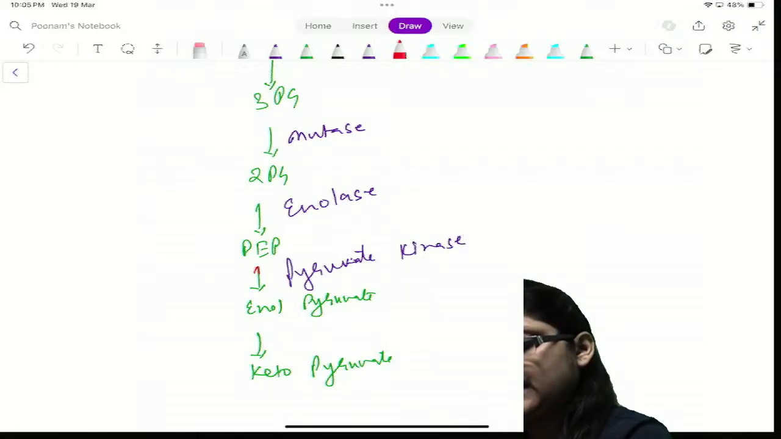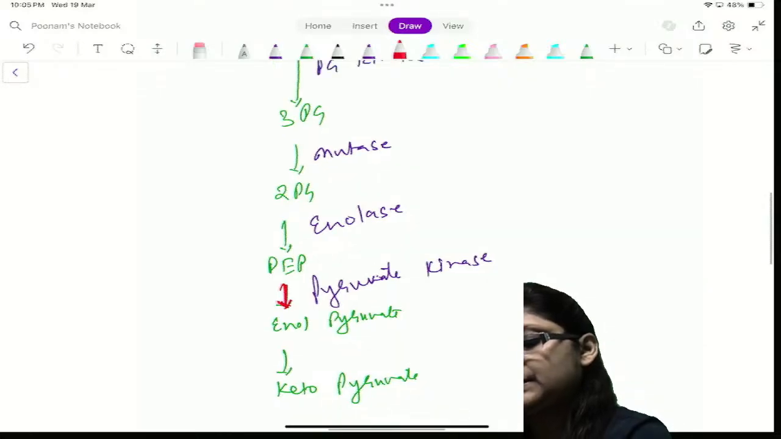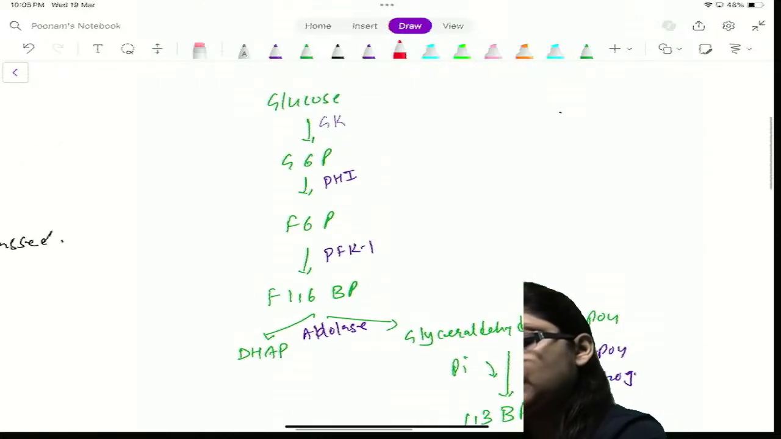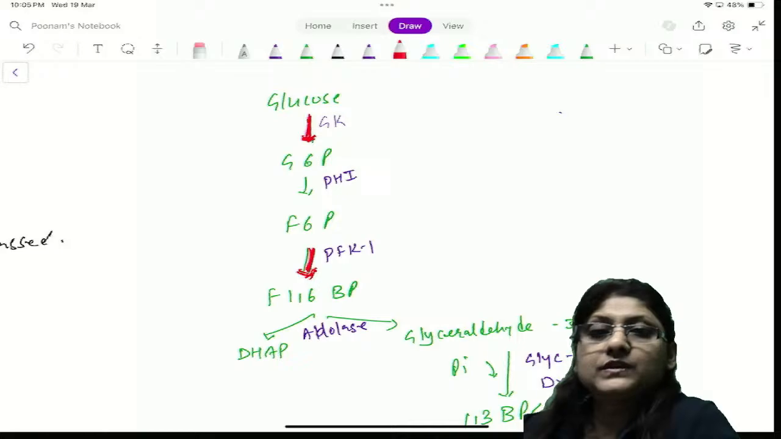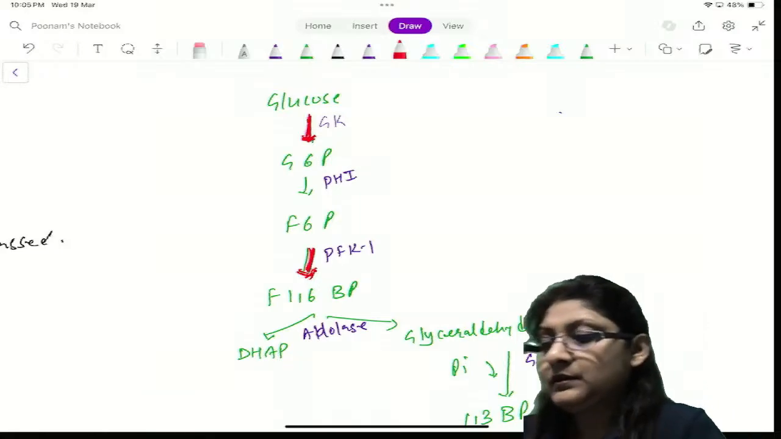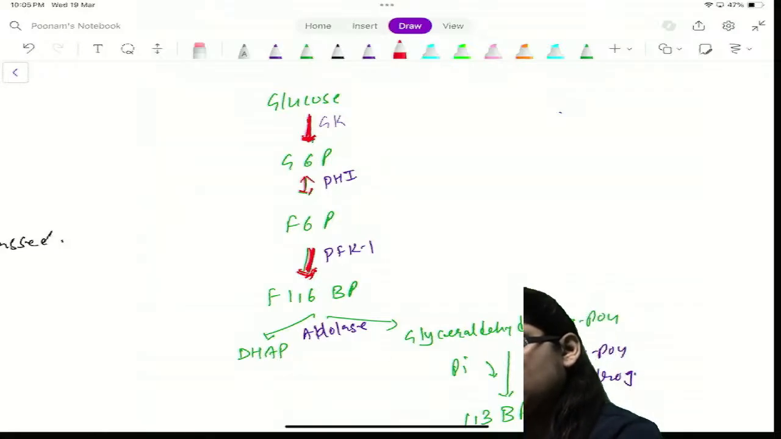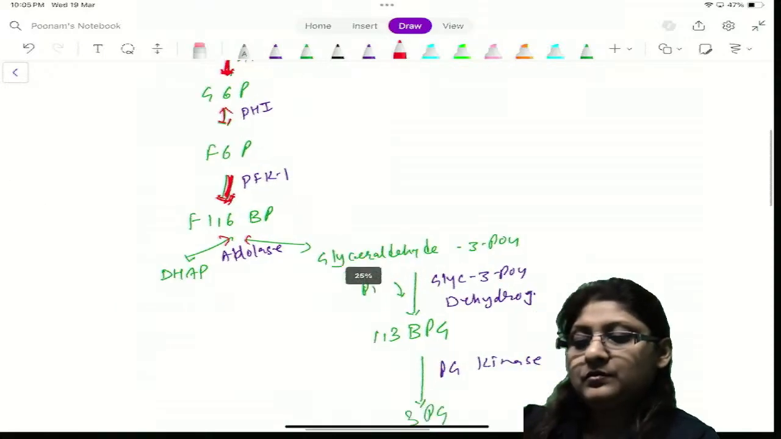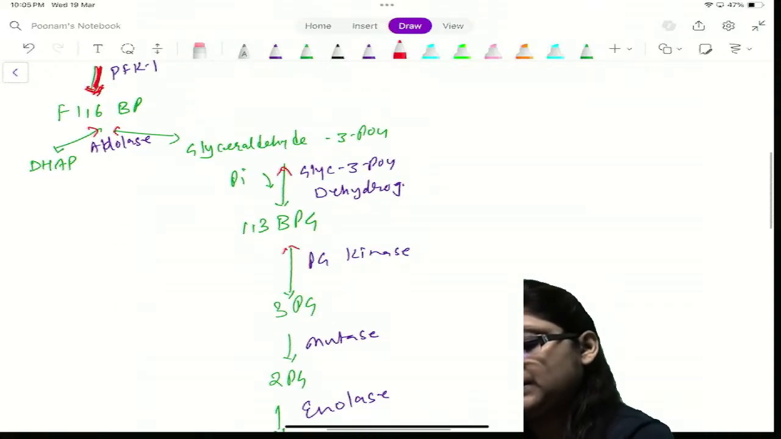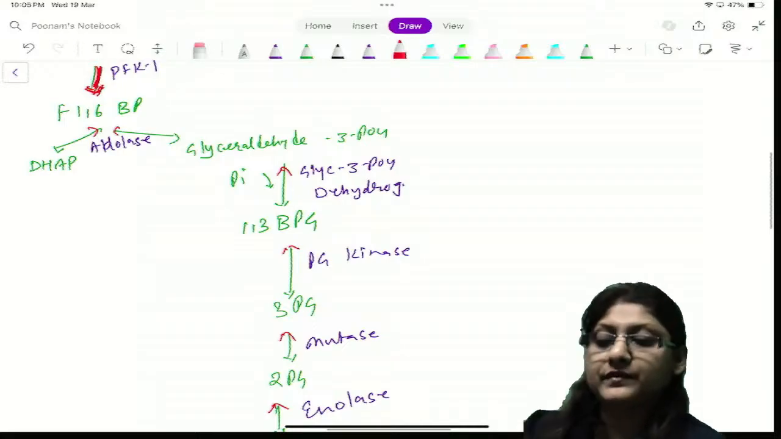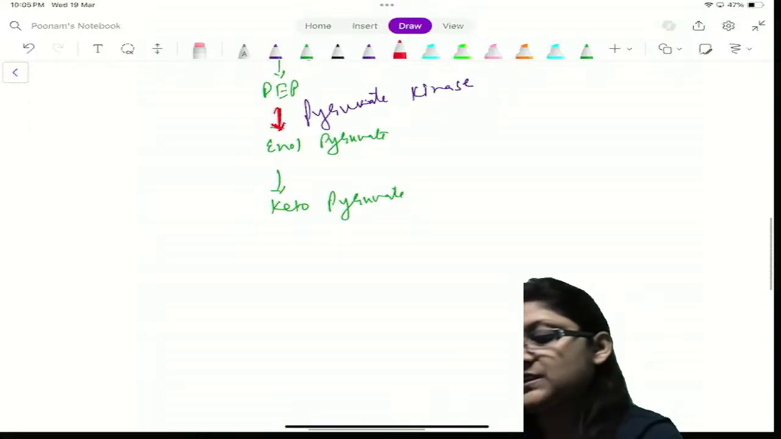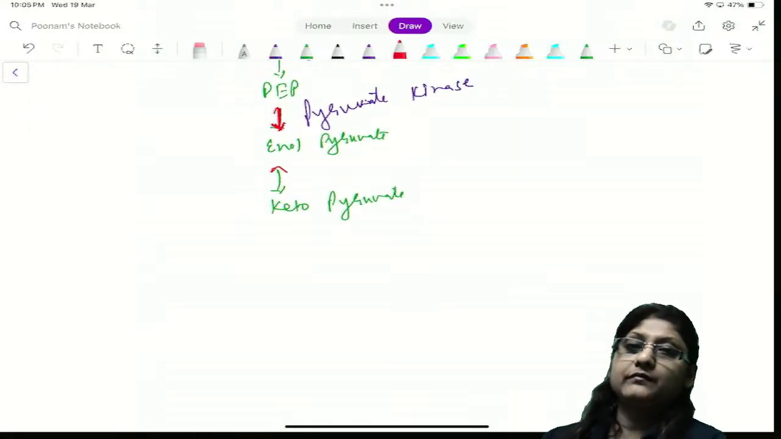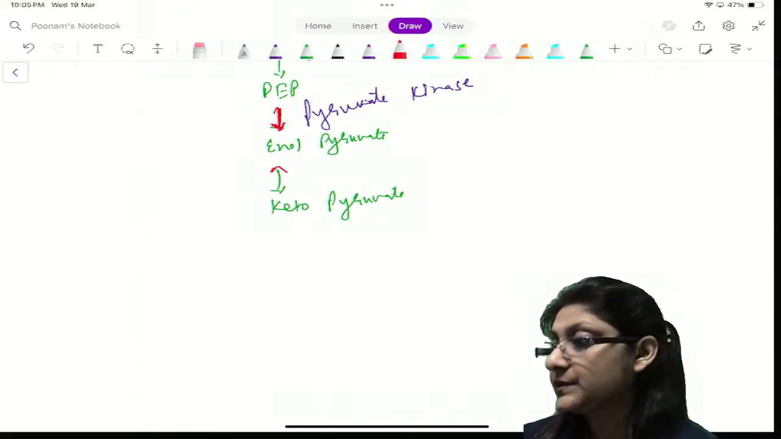The irreversible enzymes are pyruvate kinase, right? Number 1. Glucokinase, phosphofructokinase 1. This is how 3 enzymes are irreversible, and phosphohexose isomerase, aldolase, all this dehydrogenase, kinase, mutase, enolase, all are reversible. In fact, the enol ketone interconversion of pyruvate is also reversible.